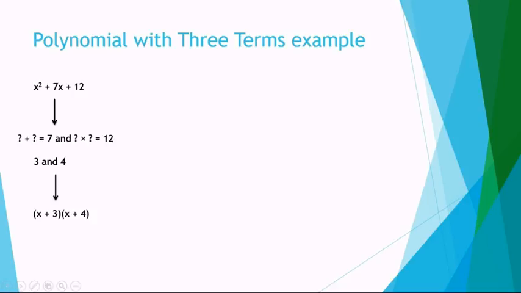I can break apart this polynomial up here. I can break it apart into its factored form. So this is positive 3, so I have x plus 3, and this is going to be positive 4, so I have x plus 4.